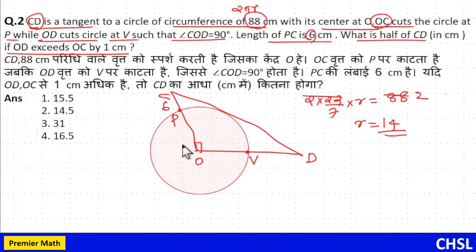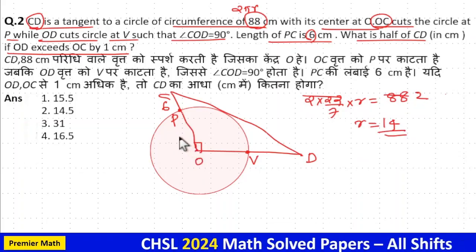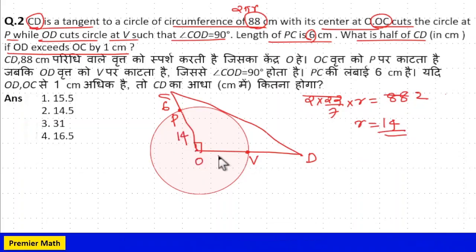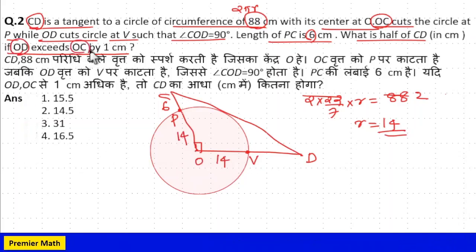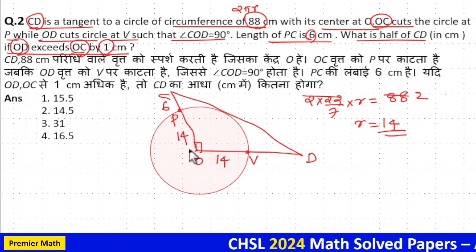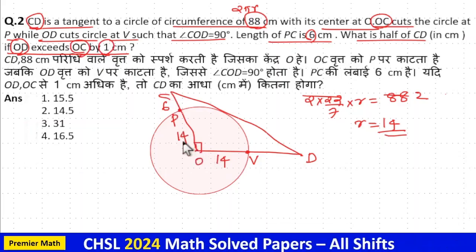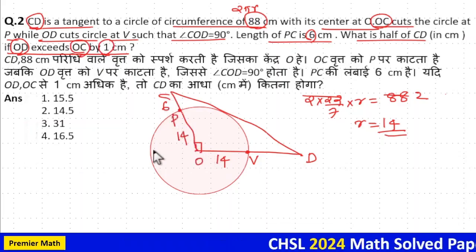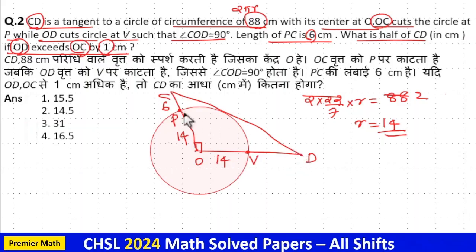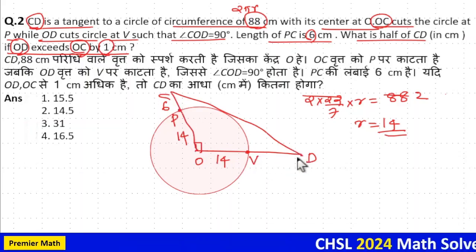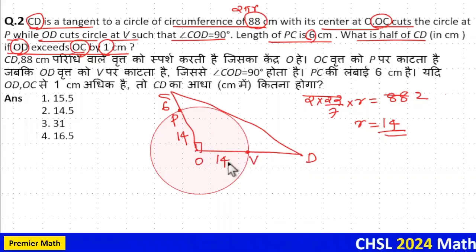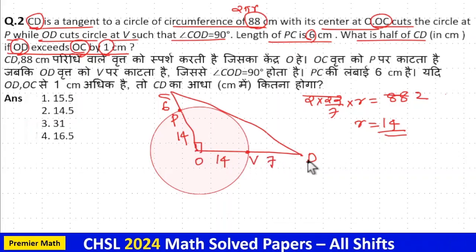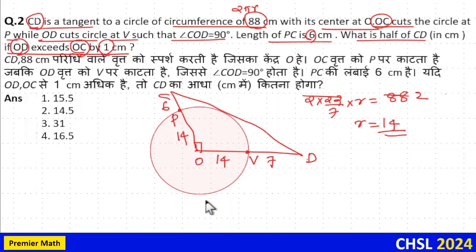So the radius of this circle is 14, which means here PO is equal to 14 and OV is equal to 14. And the question clearly says OD exceeds OC by 1 centimeter. So here OC is equal to 14 plus 6, 20 centimeter. So OD exceeds OC by 1 centimeter means OD is equal to 20 plus 1, 21. Here this is 14, which means DV should be 7 centimeter.